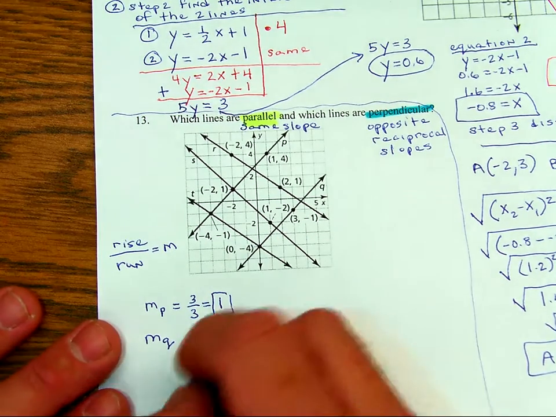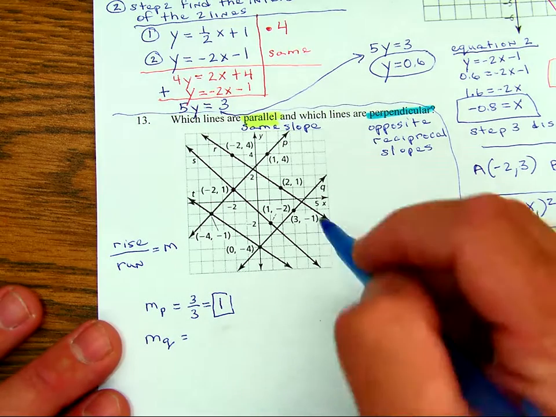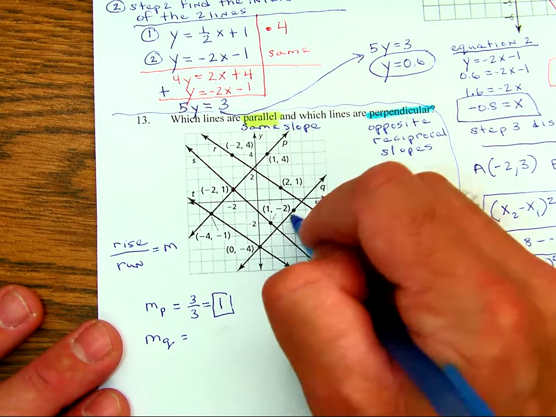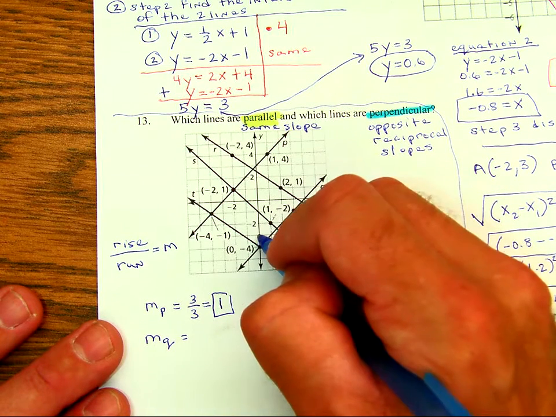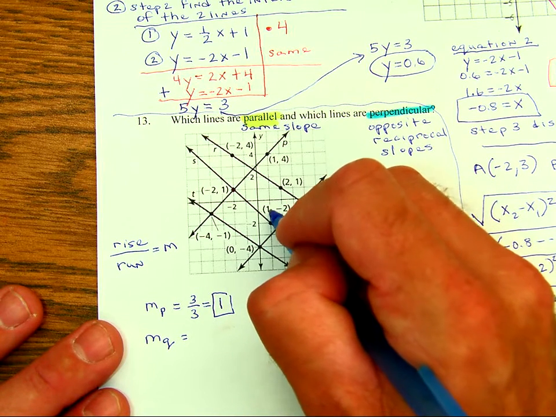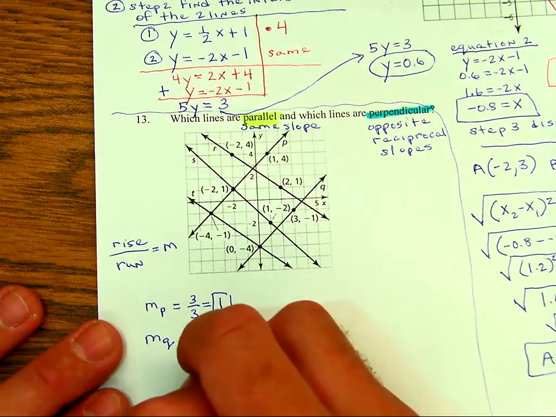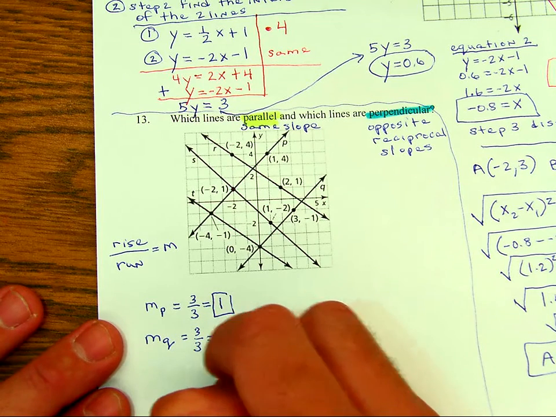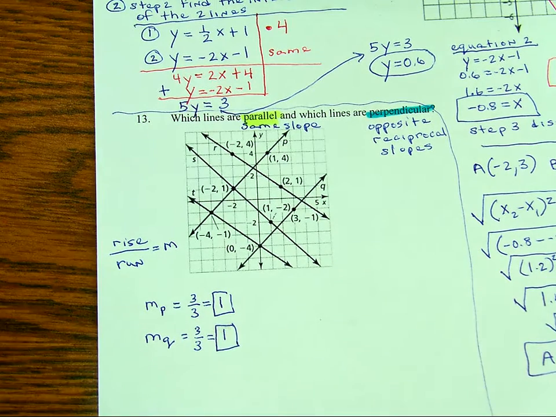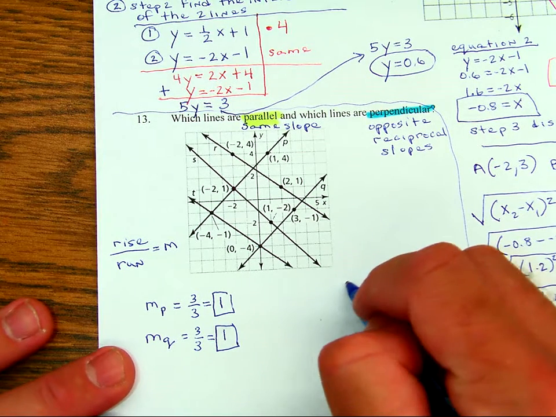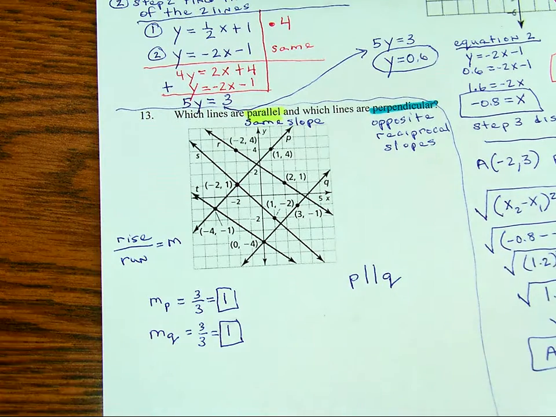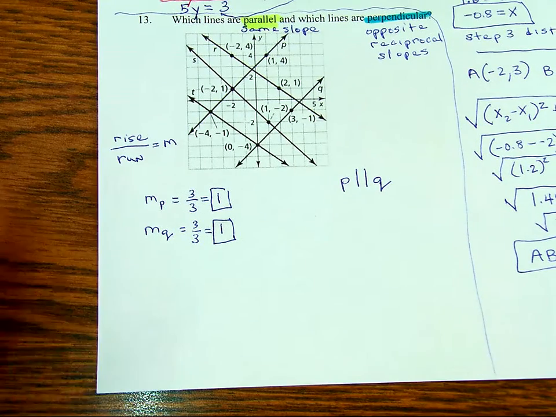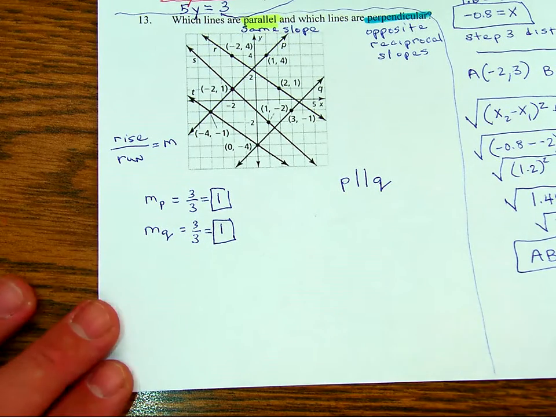If I look at line Q and 2 points on line Q, if I go from this point to this point, I would go up 1, 2, 3, right 1, 2, 3, rise 3, run 3. And so line Q also has a slope of 1. So what that tells me is that line P is parallel to line Q. They have the same slope. Okay, now I'm going to look at a few of the other lines.